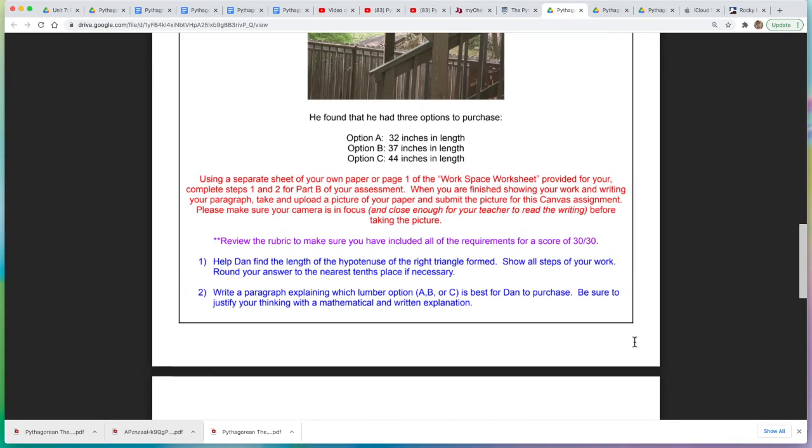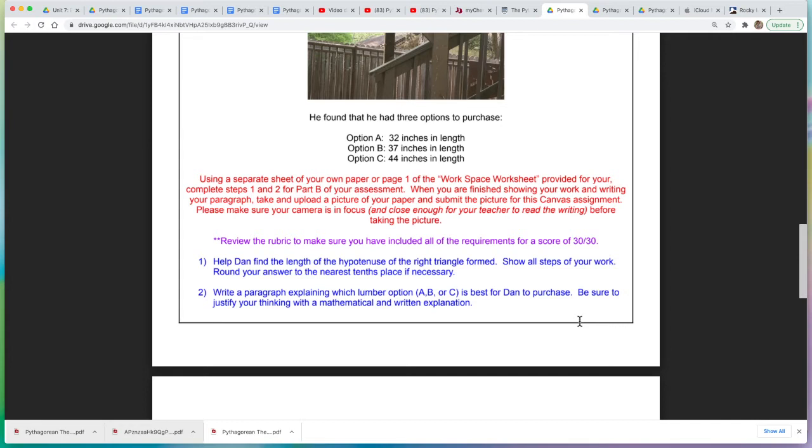So here are the directions of what you're going to do and exactly what you will submit for your apply assessment. It says using a separate sheet of paper or the workspace worksheet that is provided for you, complete steps 1 and 2 for part B of your assessment. When you're finished showing your work and writing your paragraph, take and upload a picture of your paper and submit the picture for this Canvas assignment.